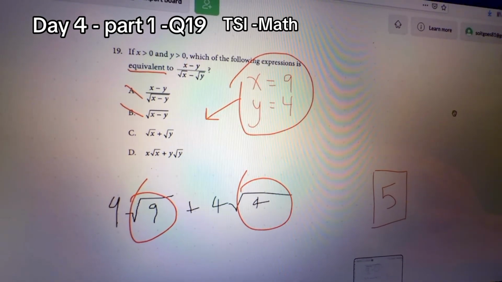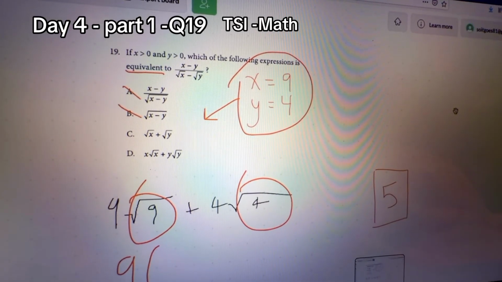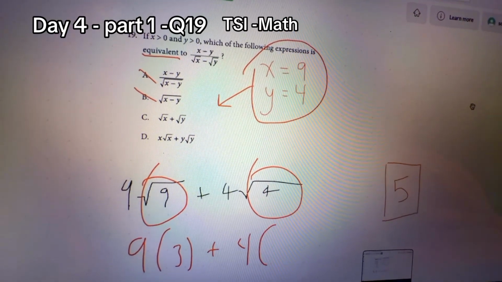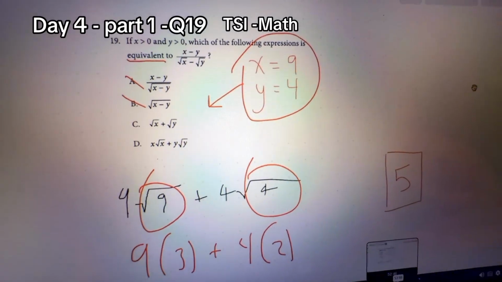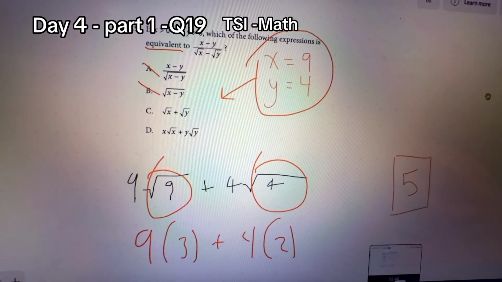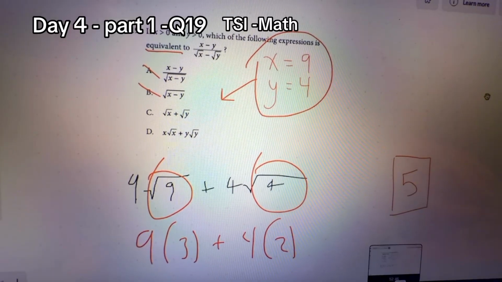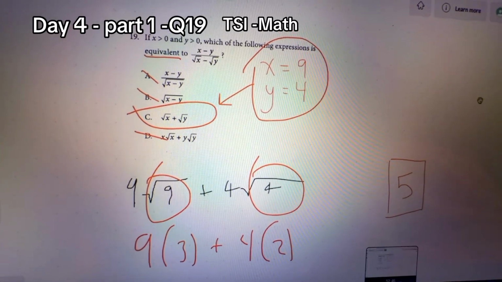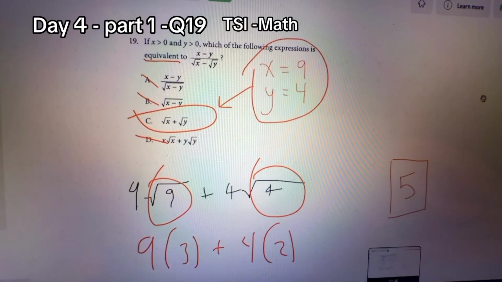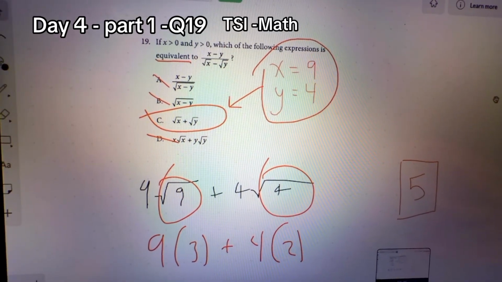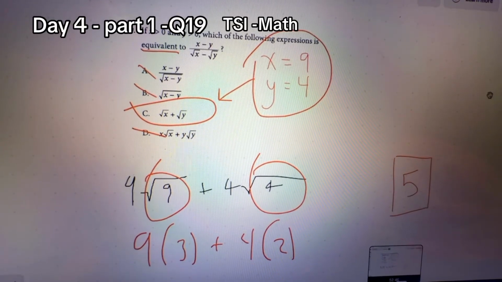But if you want to do the calculation, it is 9 times 3 plus 4 times 2. It's going to give you 27 plus 8, which is 35. It's not 5. So D's gone. This is answer choice C. Any questions about that? Nope. Same strategy: plug in the values in place of the variables. That's all this is.